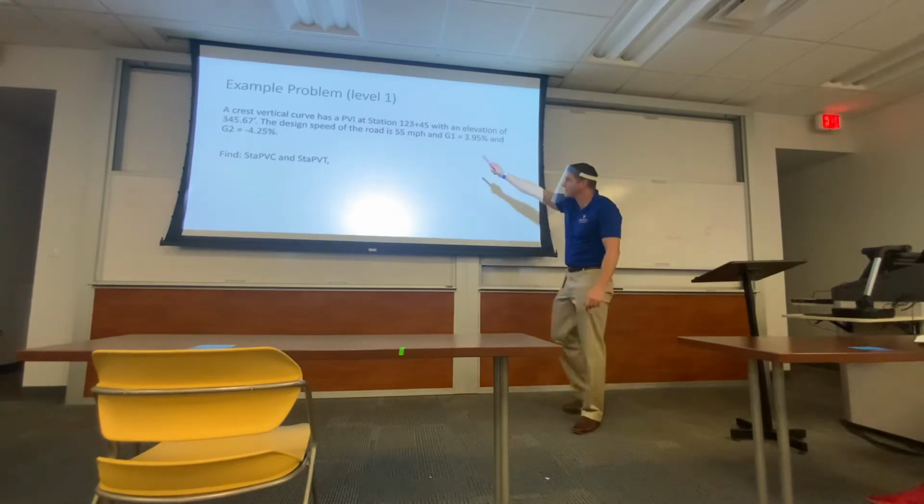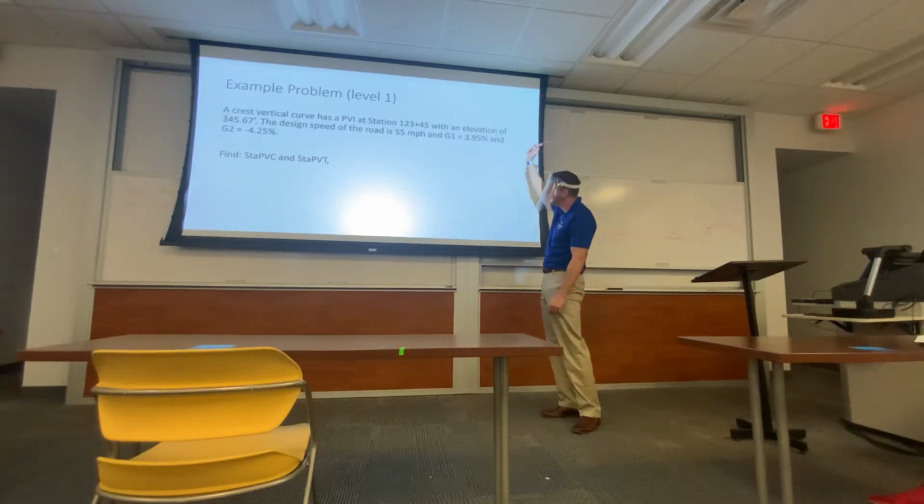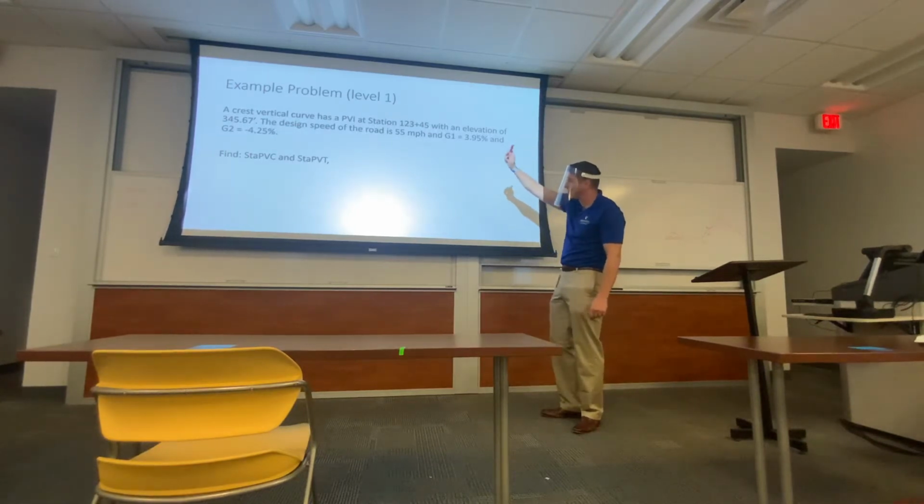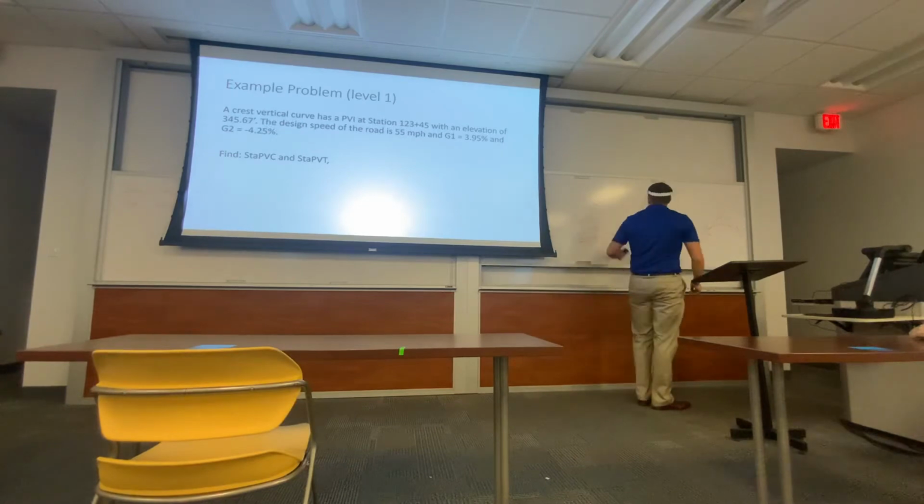The crest vertical curve has a PVI at station 123+45, with an elevation of 345.67. The design speed of the road is 55 miles per hour. G1 is 3.95%, and G2 is negative 4.25%. Find the station for PVC and PVT. Plug and chug, super easy.